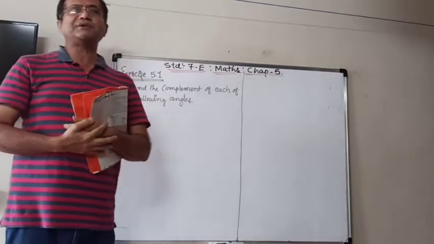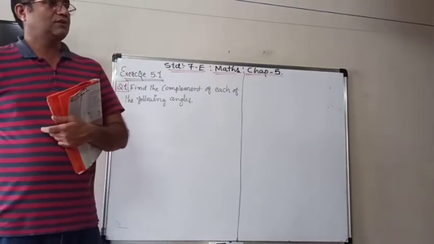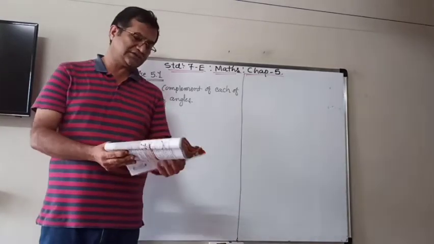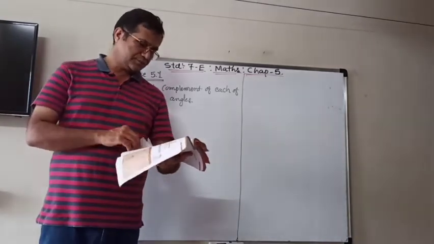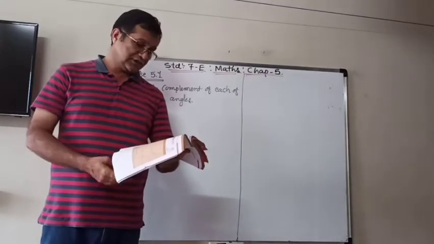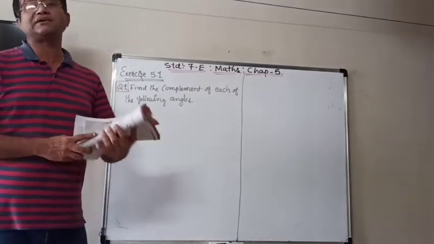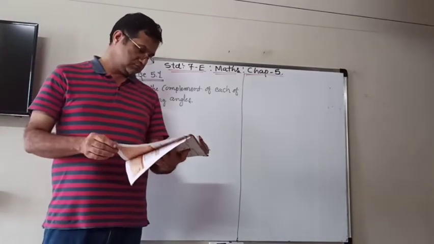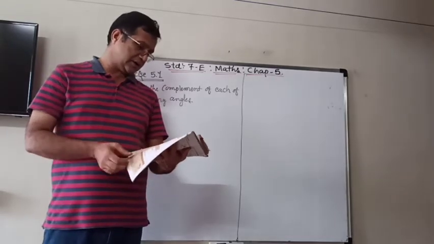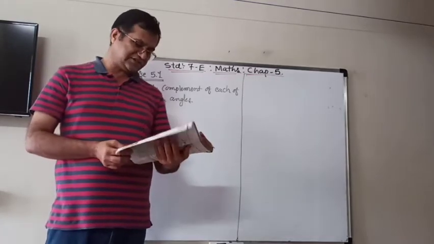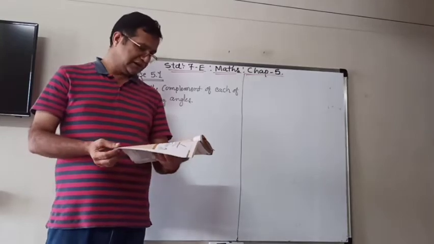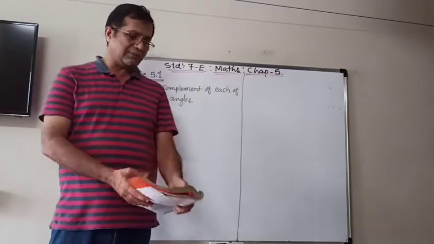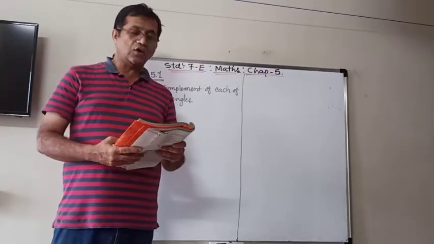In the few previous lessons, we learned about the different types of angles, also the related angles like complementary and supplementary angles. Then we learned about the adjacent angles, linear pair, and then lastly we learned about the vertically opposite angles.